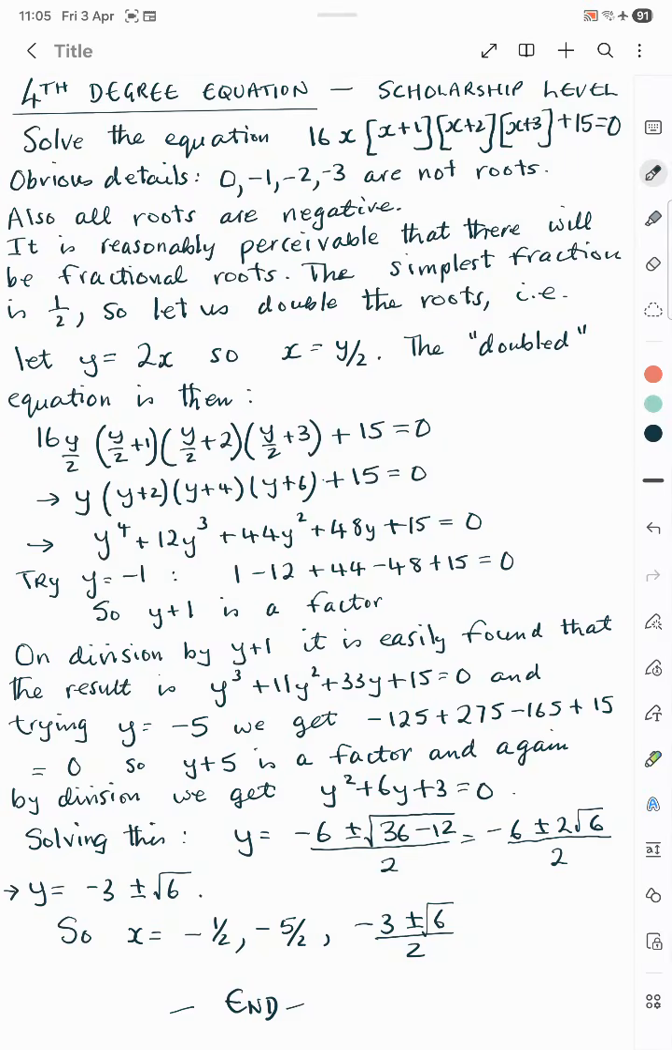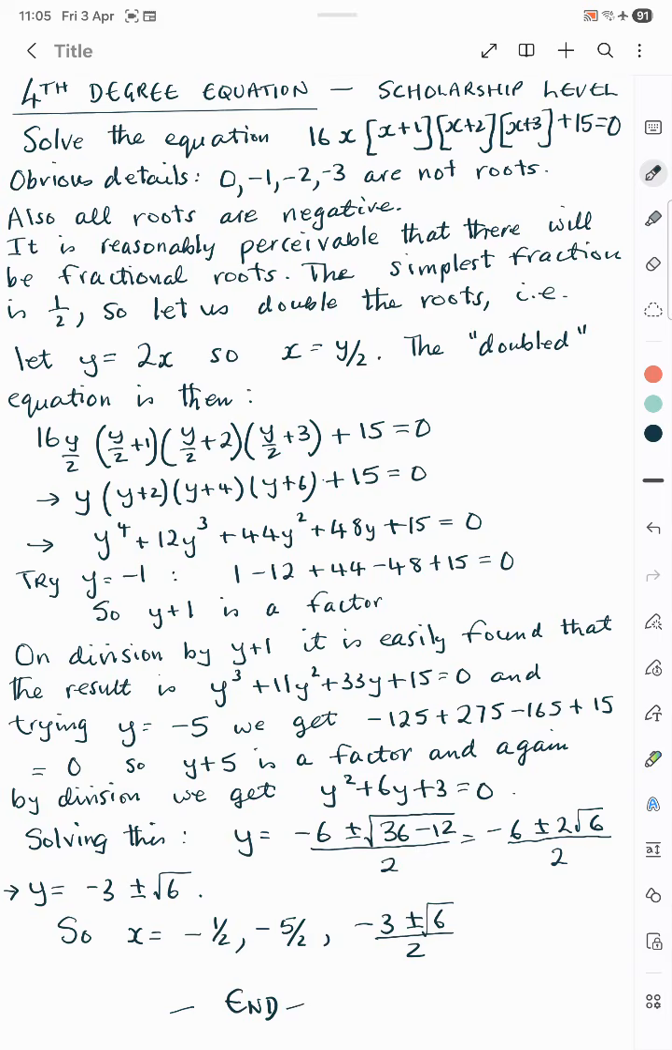Good morning and hello. In this video, we want to do a rather harder algebraic equation, one of the fourth degree, and it is of scholarship level, so you will find it quite difficult. Now, we want to solve the equation 16x times (x plus 1) times (x plus 2) times (x plus 3) plus 15 equals 0. First of all, obvious details are that 0, minus 1, minus 2, minus 3 are not roots, and also that all roots are negative.